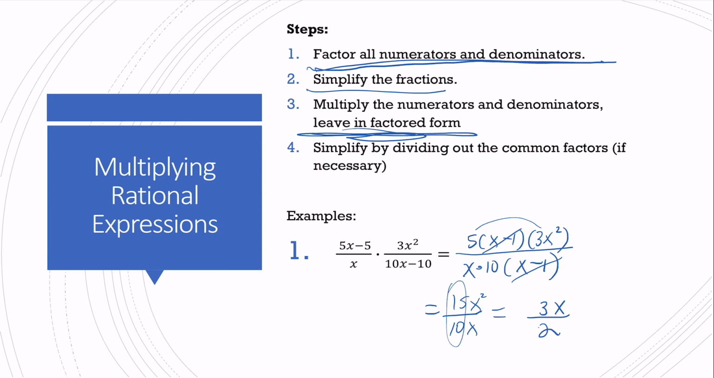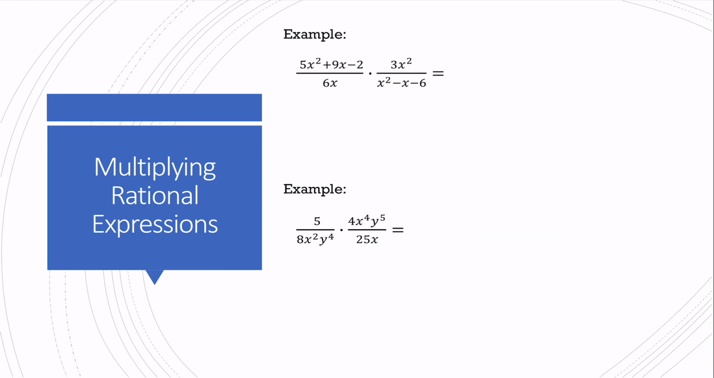Let's do some more examples. I have 5x squared plus 9x minus 2 times 3x squared over x squared minus x minus 6. So in my denominator, I'm going to have 6x times this trinomial right here, x squared minus x minus 6. What are the factors of negative 6 that add up to negative 1? That's going to be negative 3 and 2. And that's our shortcut rule that we can use because our leading coefficient here, our a, was 1. I can't do that for this.